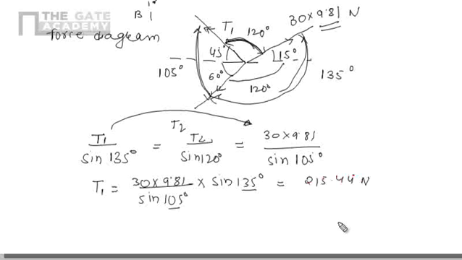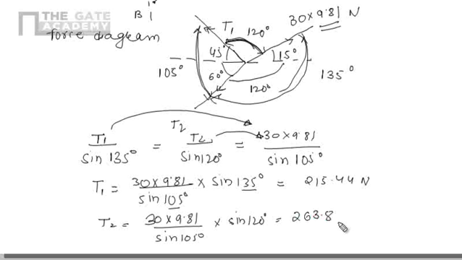215.44 Newton. Similarly, if we equate these equations, we can easily get the value of T2. It is 30 into 9.81 into sine of 120 degree divided by sine of 105 degree. So we can get the value of 263.86 Newton. By this way we can easily find out the value of tension in AC and BC, that is the value of T1 and T2 respectively.